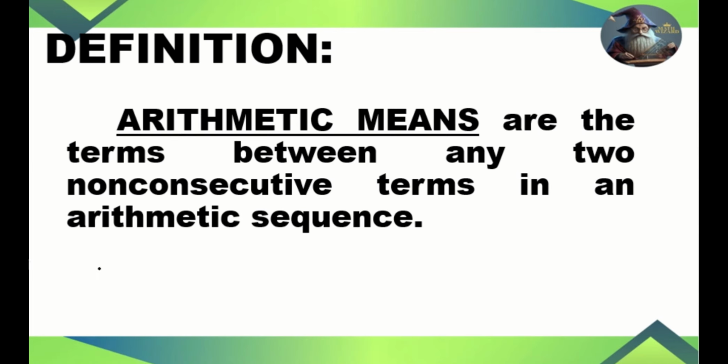Okay? Halimbawa, 1, comma, then blank, then 3. Ganyan. Ano yung nandito? That is the arithmetic mean. Yun na yung idea ng arithmetic mean na kung saan kukunin na natin kung ano yung nasa gitna nitong dalawang non-consecutive terms na ito.